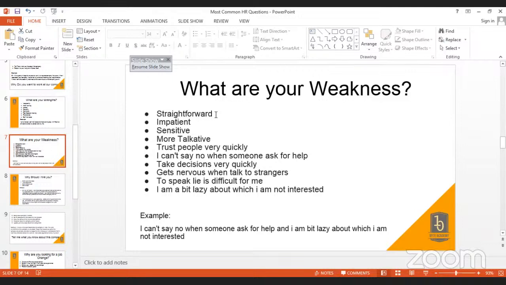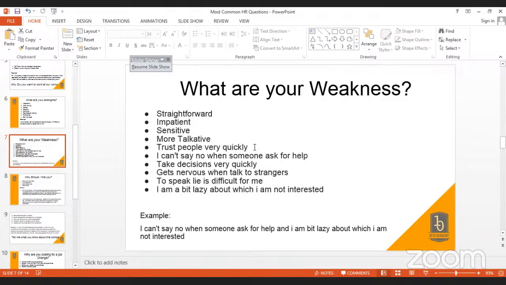Next is impatient, and then sensitive. This is also both a strength and a weakness, because if you are a sensitive girl or boy, and in a situation your boss scolds you, you cannot be sensitive. You have to deal with that in a much more positive manner. So you can mention that as one of your weaknesses as well. The next is more talkative. You can mention that as well. The next one is trusting people very quickly.